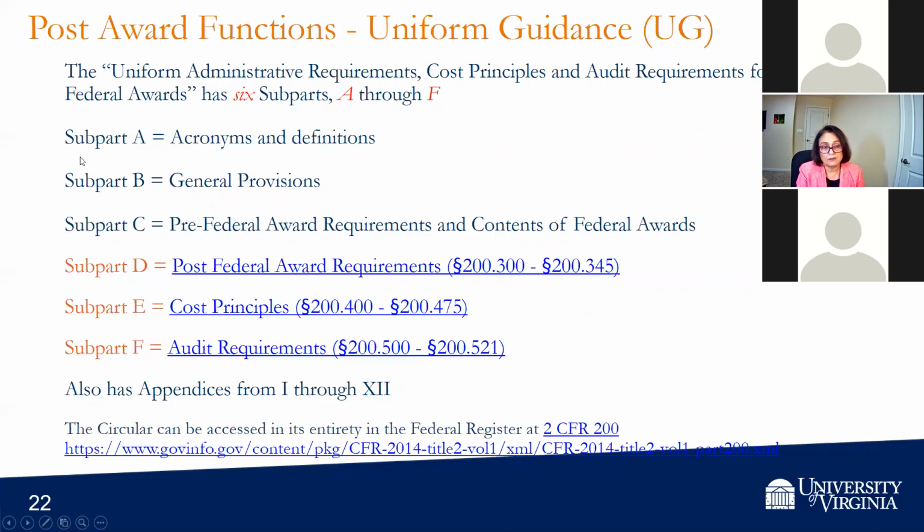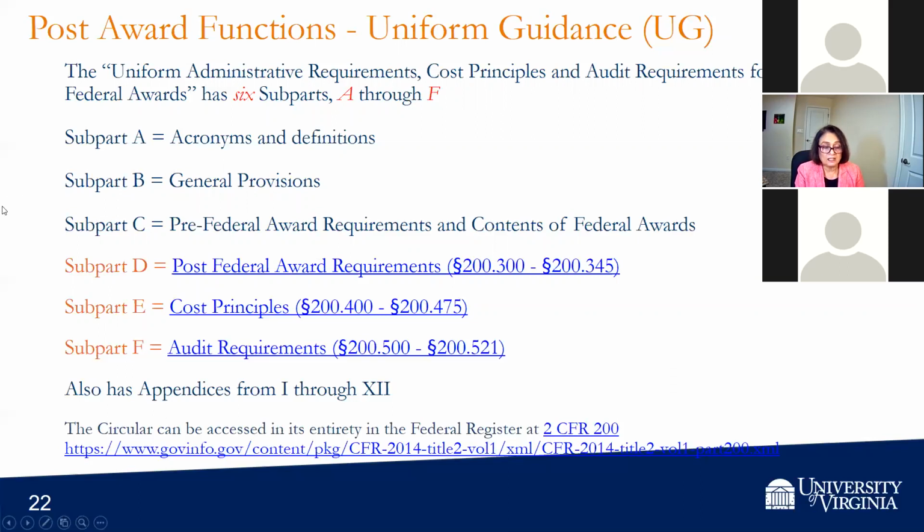Subpart A is for really the acronyms used throughout the guidance and the definition of different terms. And I have used some of those definitions during my presentation. Subpart B is the general provisions that apply mainly to the sponsors. C is the pre-award requirements. Now, D, E, and F are related to post-award.